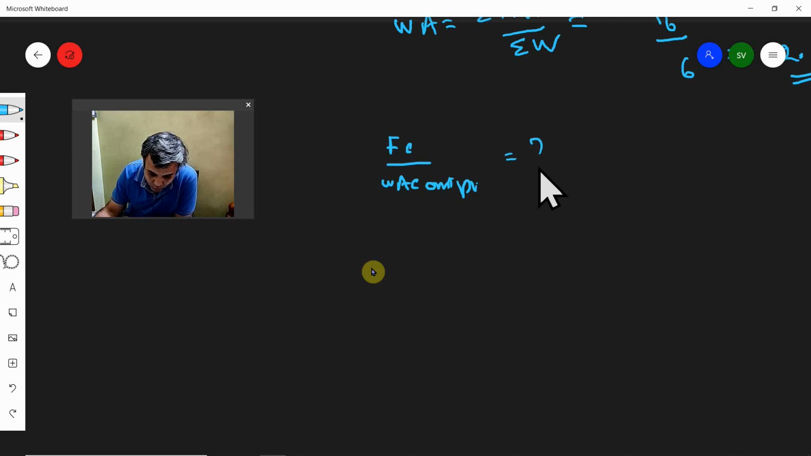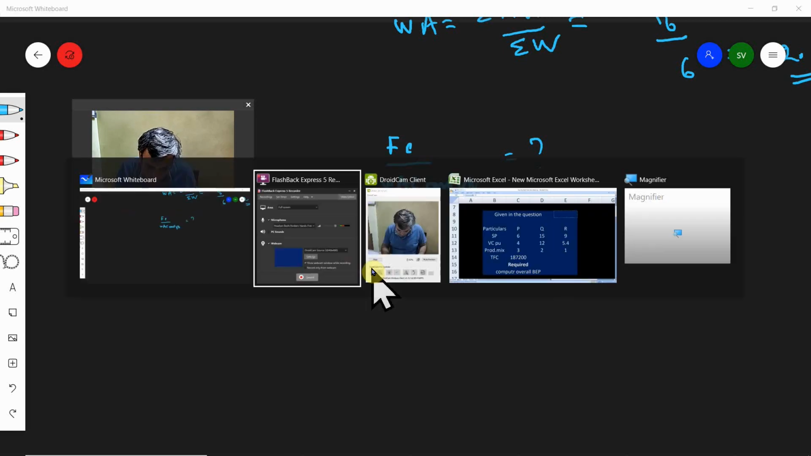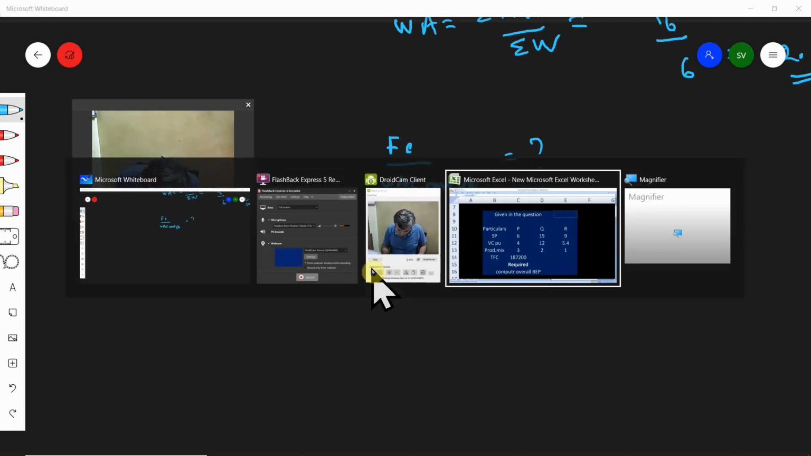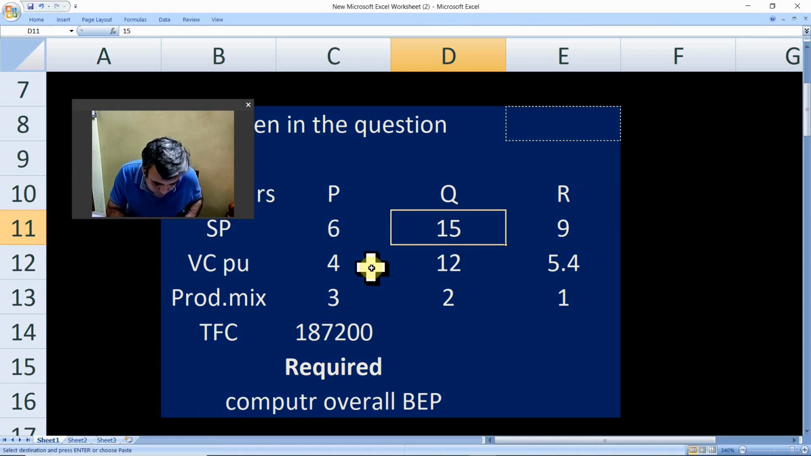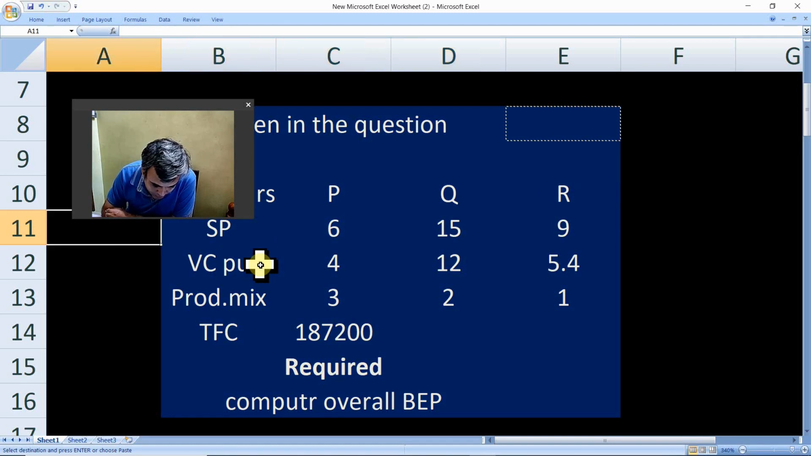Let's discover why it is so through a problem, right? Through a question. Let us try to understand it. So kindly note down the question. Now, given in the question, there are three products, right? There are three products P, Q, and R.